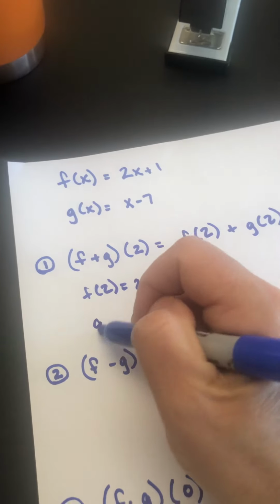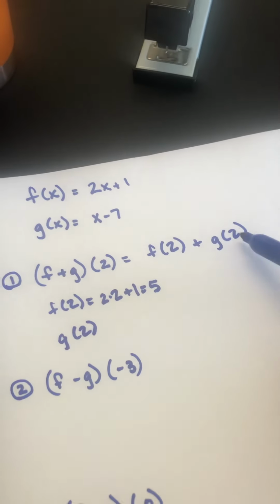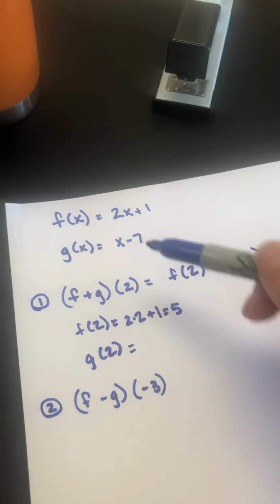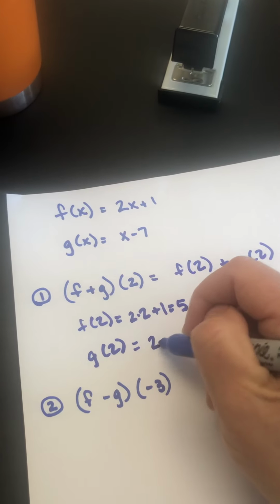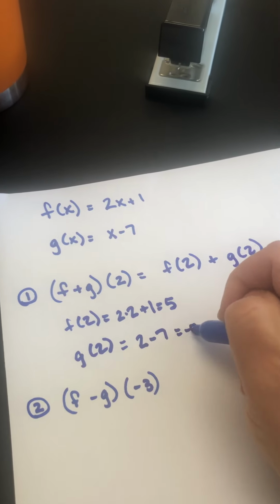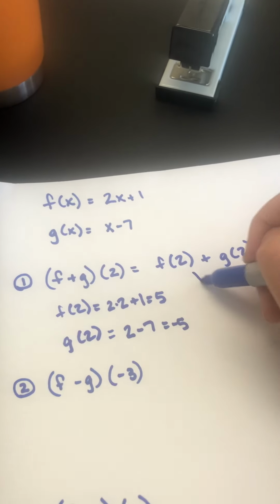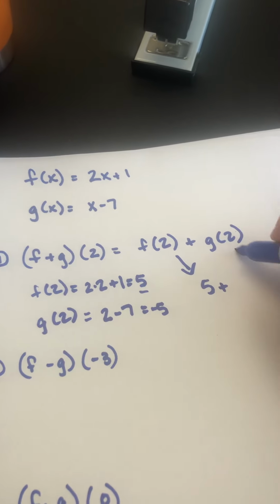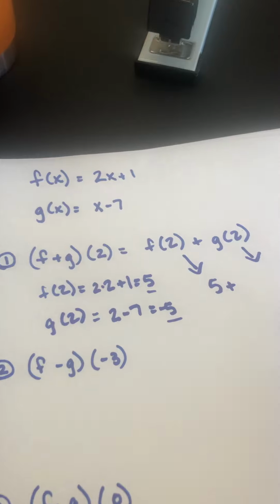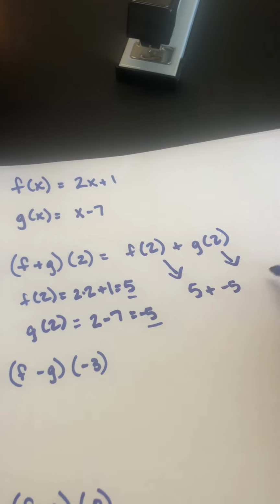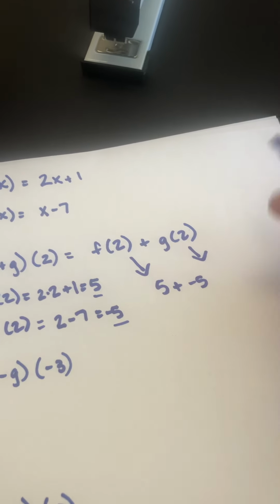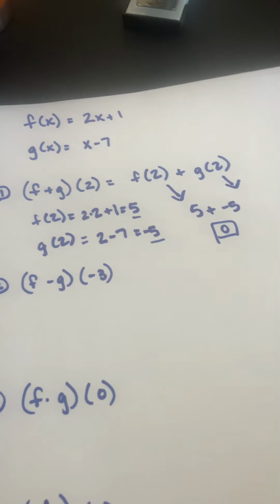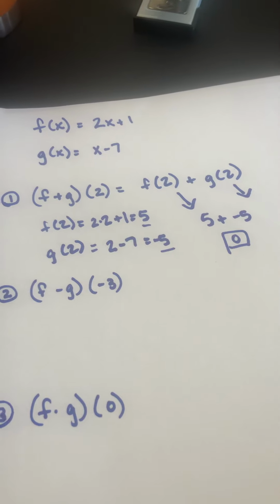And then again, off to the side of your paper, since I need to know in my calculations the number that represents g of 2, go to your g function and put a 2 in there, and it's 2 minus 7, so that's negative 5. So f of 2 can be replaced with the 5 that we calculated, plus g of 2 can be replaced with negative 5. So our actual answer for f of 2 plus g of 2 is going to be 0. So take a moment and process, see how you feel about that.